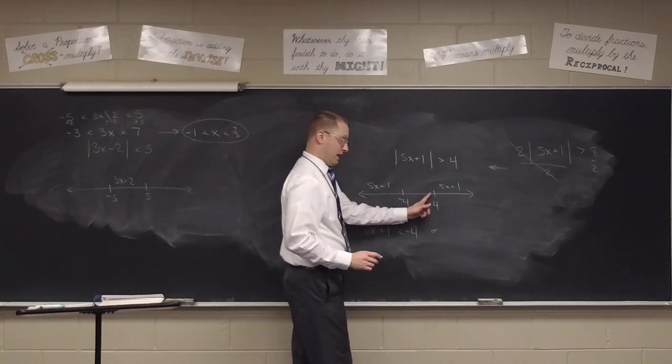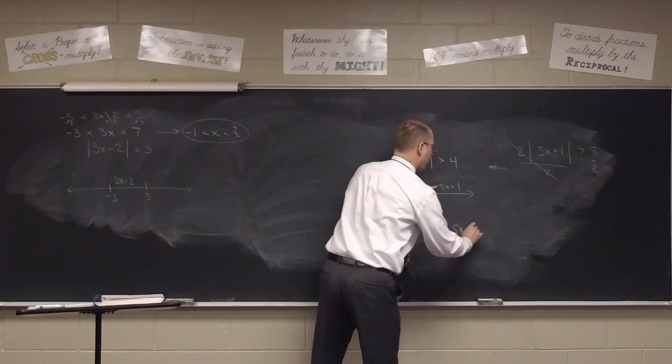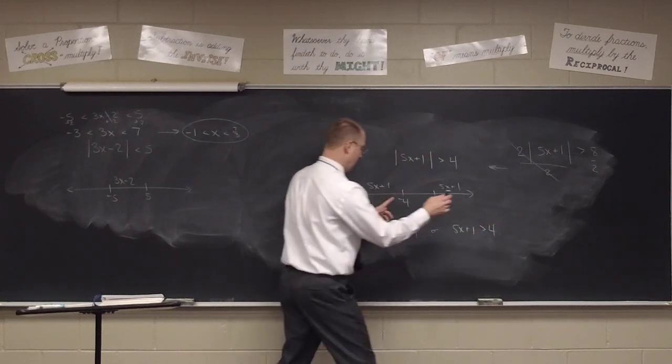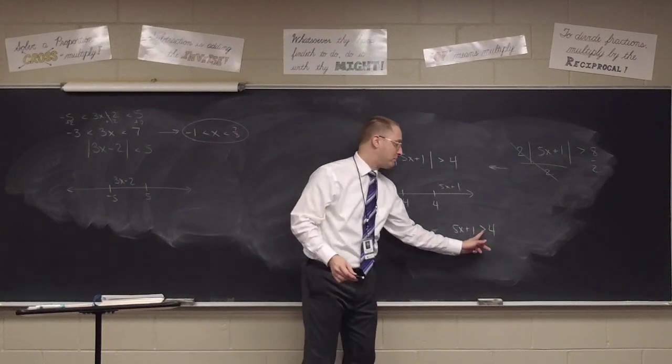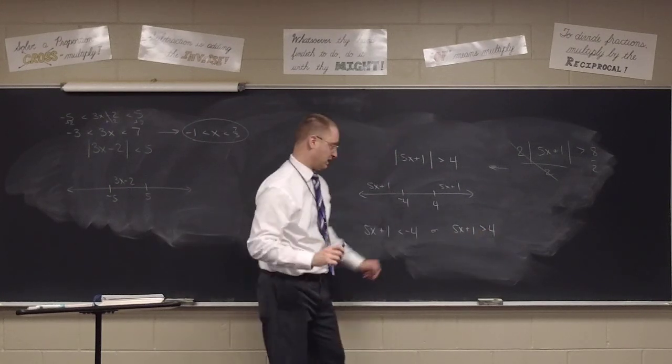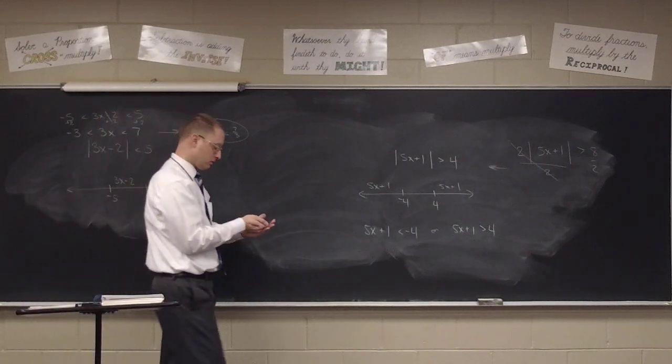4 is not greater than, it's less than, but the better way to say it is that the 5x plus 1 is greater than the 4. So the 5x plus 1 is smaller than the negative, but the 5x plus 1 is bigger than the positive. That's the better way to say it. So what do I need to do now? Continue.